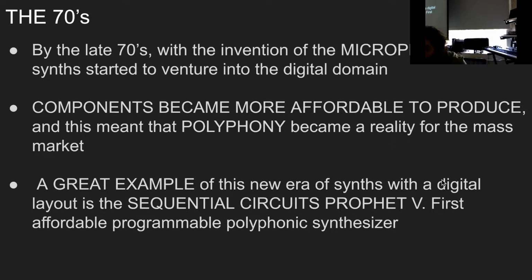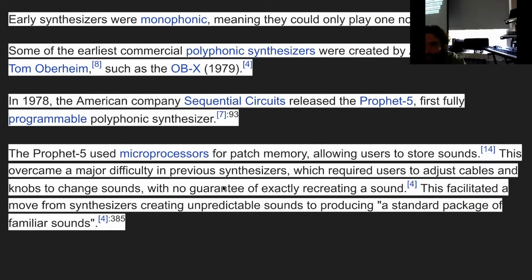A great example of this is a super cool synth called the Sequential Circuits Prophet 5. It was the first programmable polyphonic synthesizer, which I use a lot. I really love it. As we were saying, earlier synths were monophonic. Some of the earliest commercial polyphonic synths were developed by a guy called Tom Oberheim. This is a super cool synth, the OBX.